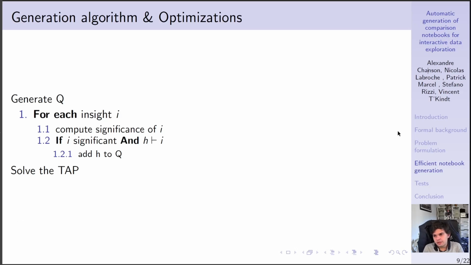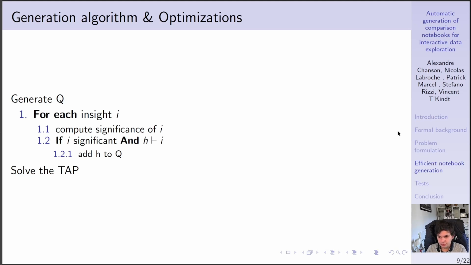A naive algorithm for generating comparison notebooks consists of generating the whole set of comparison queries, running statistical tests for all potential insights to compute their testingness, and then solving exactly the TAP problem. Obviously, this approach only works for small datasets due to the number of potential insights and queries for large databases. And so we simply implemented it as a proof of concept to compare to optimized approaches.